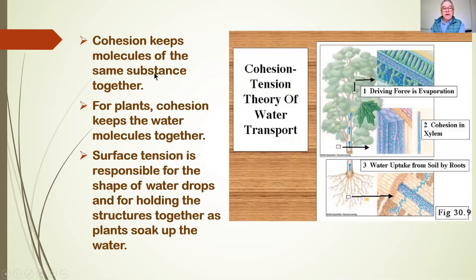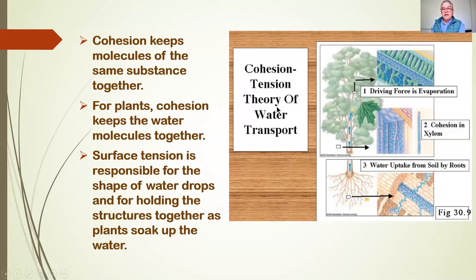Cohesion keeps molecules of the same substance together. For plants, you know, all of these things that we grow in agriculture to produce food, feed, and fiber, in plants, cohesion keeps the water molecules together. Surface tension is responsible for the shape of water drops and for holding the structures together as plants soak up the water.